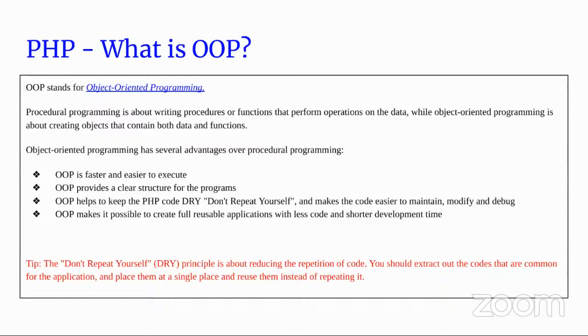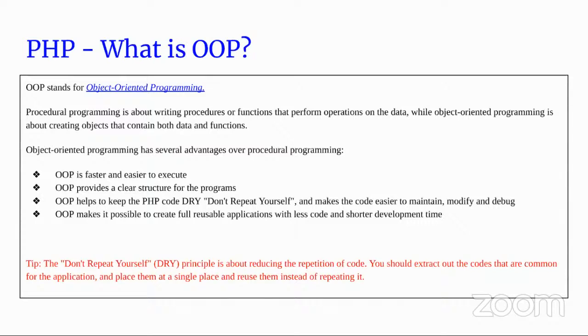Object-oriented programming also makes it possible to create fully reusable applications with less code and shorter development time. Now, this might sound like theory, but when you get into it, you find out that you write an application, and the next time you want to do something else, you can reuse that application and just change some basic things. You don't need to rewrite stuff from scratch.